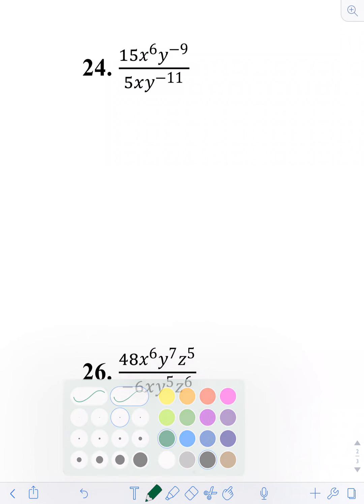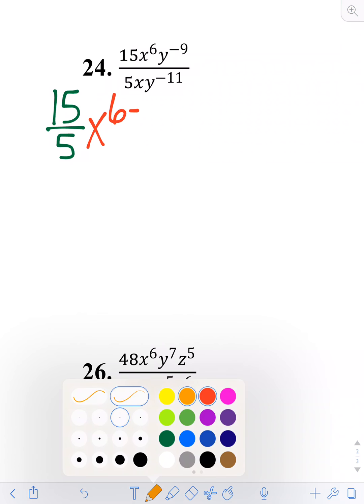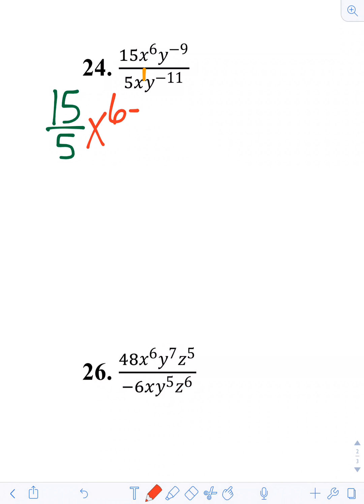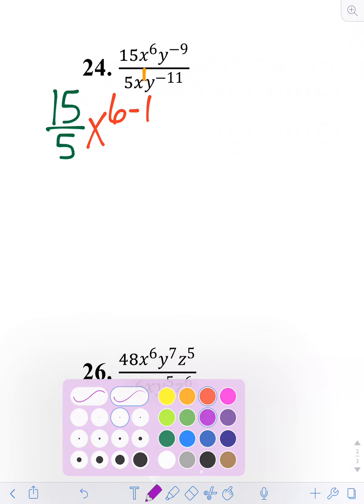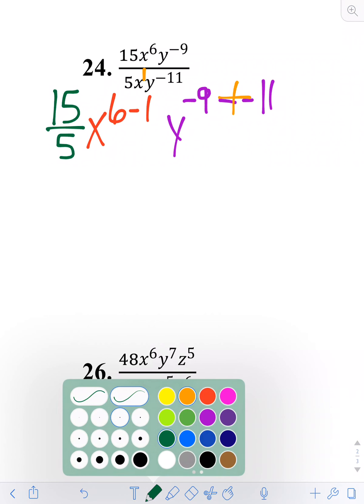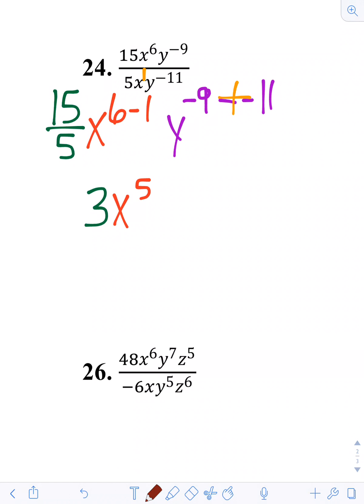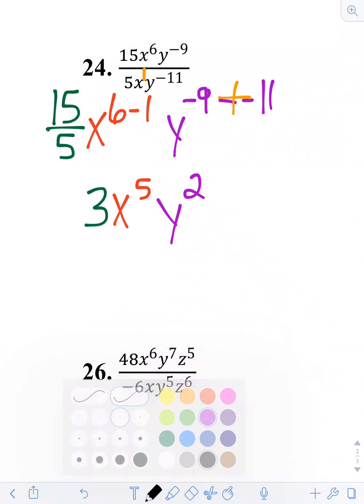Okay, number 24. So I'm going to go ahead and rewrite this. 15 divided by 5. We have x to the 6 minus, now don't forget, here you have the exponent of 1. So 6 minus 1. And then we have y, negative 11 minus, okay, negative 11. So here when you have a minus and a negative, it becomes a plus. So I'm going to reduce this. 15 divided by 5 is 3. 6 minus 1 is 5. And negative 9 plus 11 is a positive 2. And so that's our final answer.